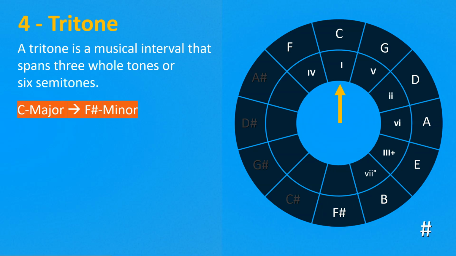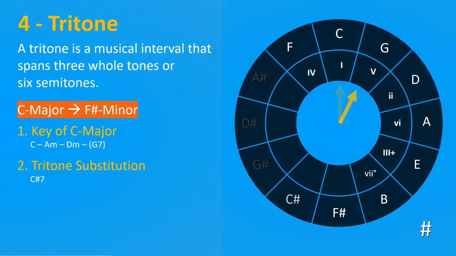Let's see an example. We want to modulate from C major to F sharp minor. The progression starts in C major with a 1, 6, 2, 5 pattern: C, A minor, D minor, G7. This established a familiar tone center. The G7 chord can be substituted with C sharp 7, which is a tritone away from G. This introduces a surprising shift in harmony, creating a sense of tension and anticipation.